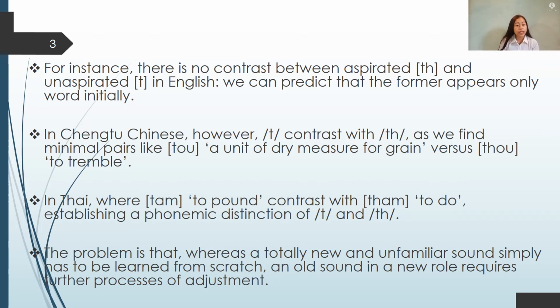When a native English speaker tries to learn Chengdu Chinese or Thai, she will find the distinctions extremely awkward to replicate, despite the fact that she herself has always used both these sounds. The problem is that whereas a totally new and unfamiliar sound simply has to be learned from scratch, old sounds in new roles need further processes of adjustment.